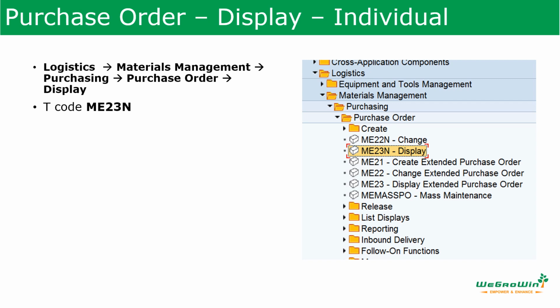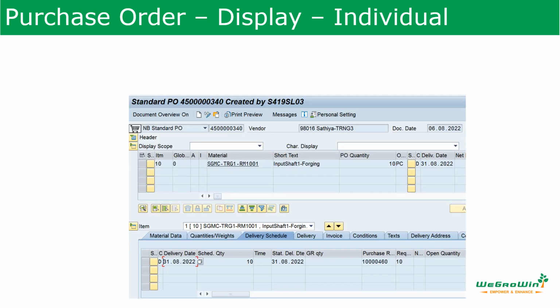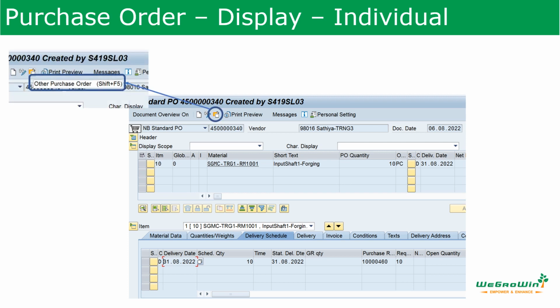To display a purchase order individually, the transaction code is ME23N. The menu path is shown here. When we enter ME23N, the system will open the existing purchase order like this automatically. This is what will appear. If we want to see a different purchase order, then we need to click on this button, Other Purchase Order, to see the other purchase order we want to see.